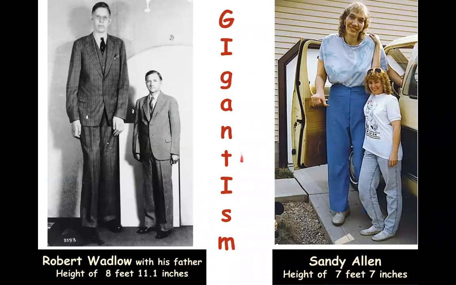Now, gigantism is a defect which occurs when a child has an oversecretion of growth hormone. He or she will show an abnormal increase in height. Here you are seeing one person called Robert Wadlow. He was the tallest man in the world, 8 feet 11.1 inches, and she is Sandy Allen with a height of 7 feet 7 inches. So these are examples of giants, pituitary giants, because of oversecretion of growth hormone in a child.